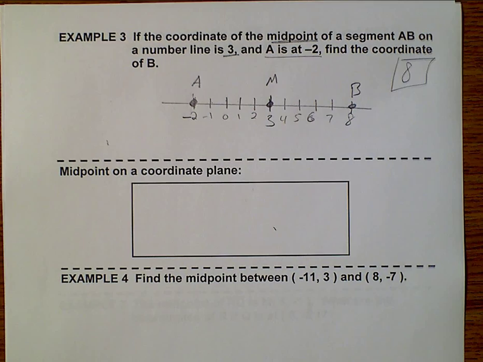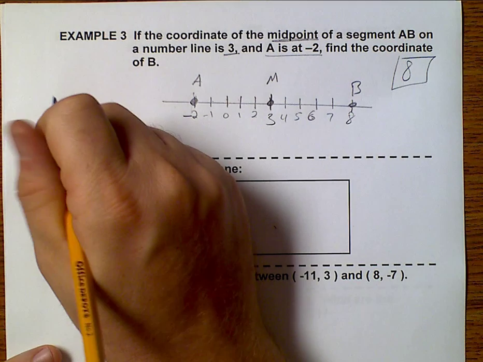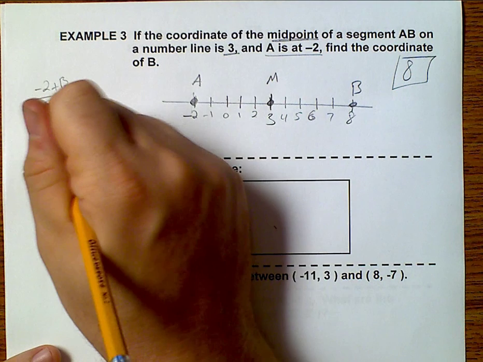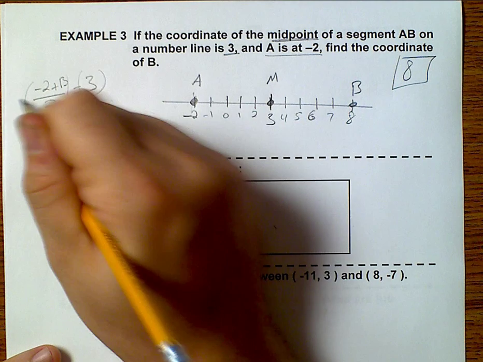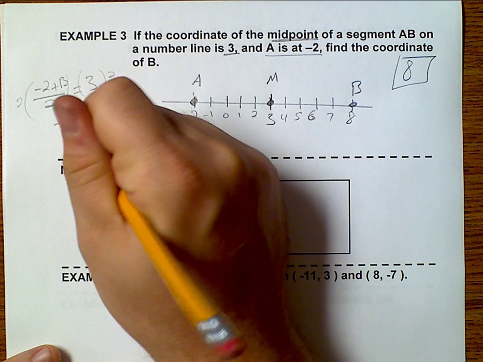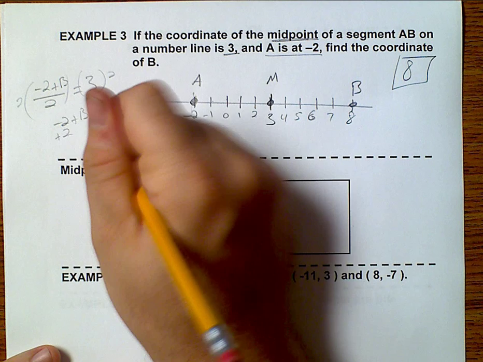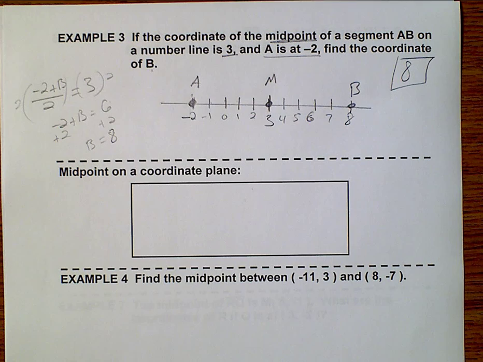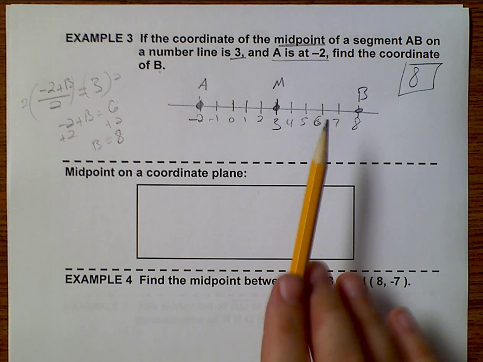However, this works really nicely because I'm dealing with small numbers, but how could I do this algebraically? I would say that negative 2 plus B over 2 equals 3. And then I would solve. Multiply by 2: negative 2 plus B equals 6. Add 2, and I get that B equals 8. Either way, we get the same answer. This is algebraically, this is graphically.